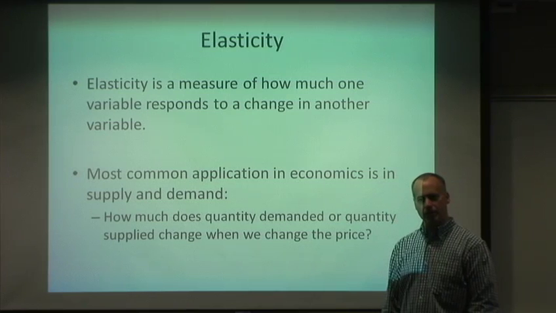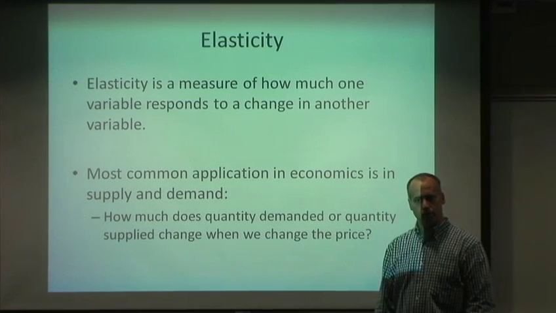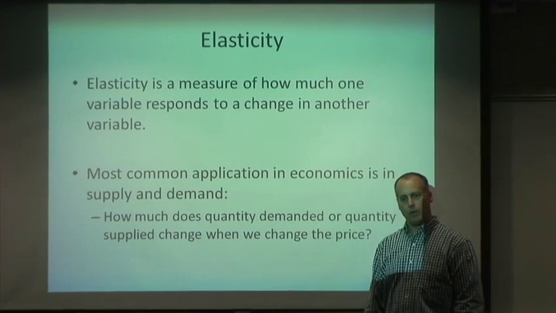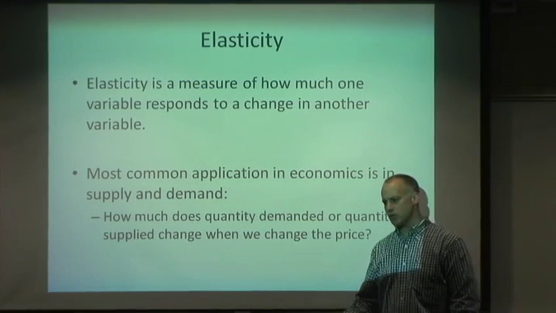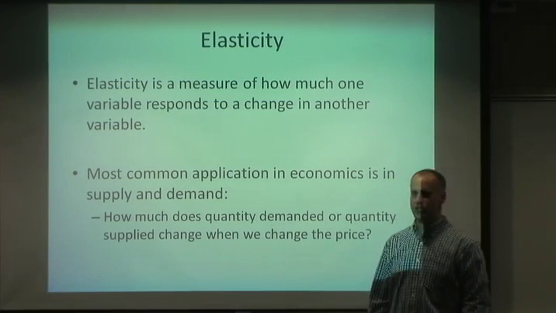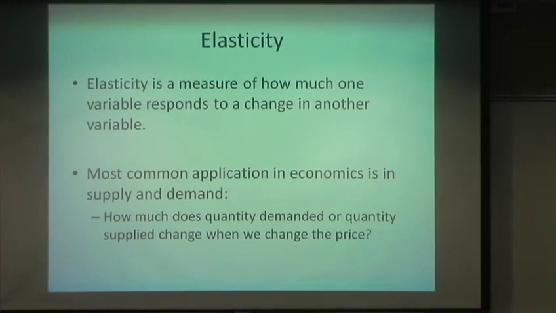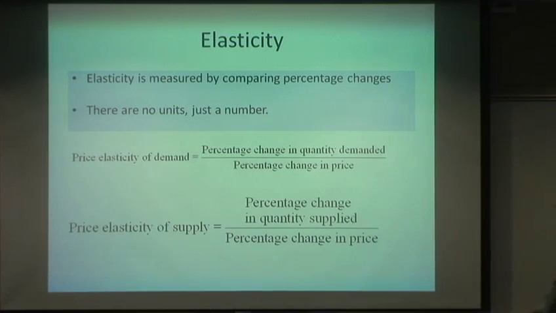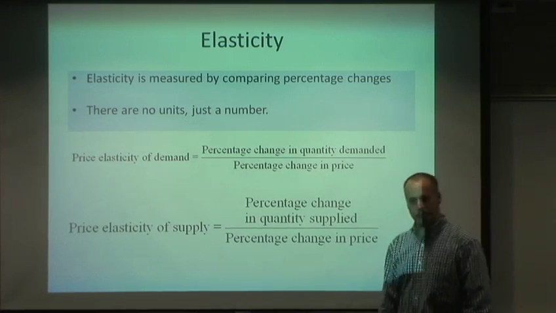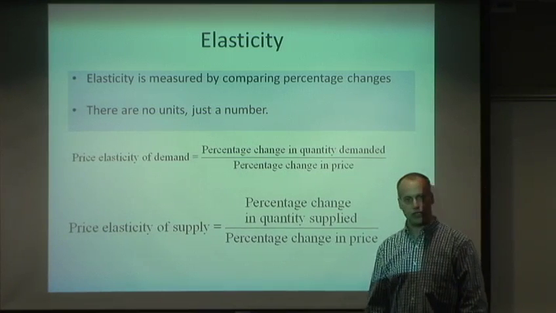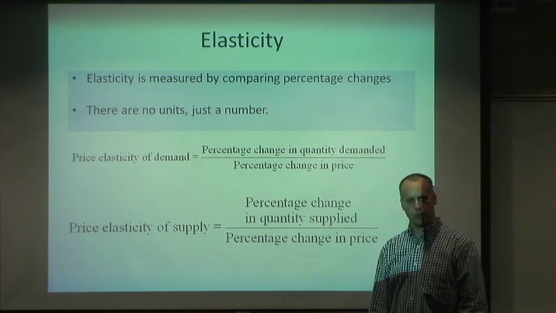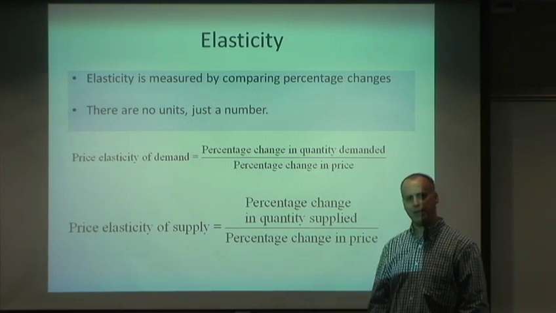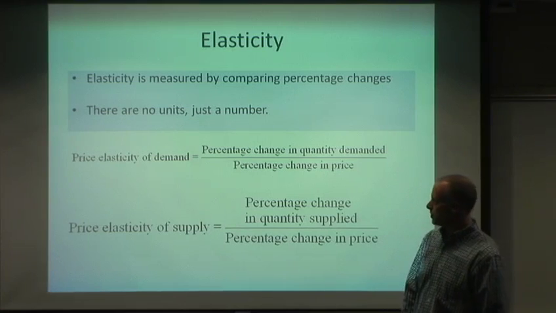Alternatively, how does the quantity demanded respond to changes in price? So what we're looking for when we measure elasticity is how does one variable respond to a change in the other variable? Elasticity is measured by comparing percentage changes. When we convert our numbers into percentages and take a ratio of the two, we eliminate units and we're left with just a numeric measure, a number.